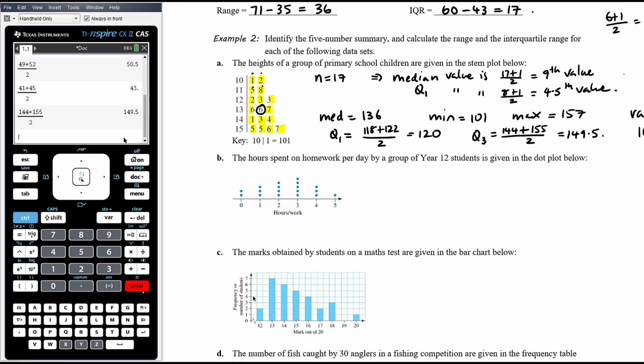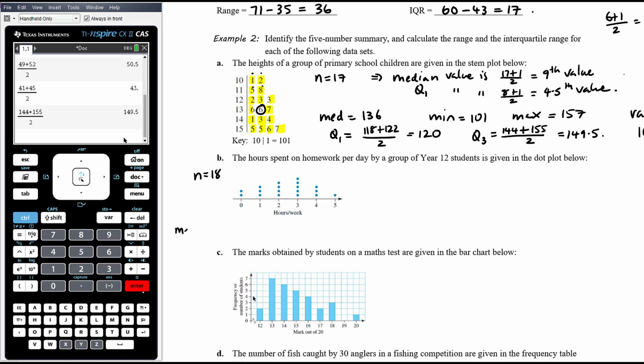Alright, so here we have counting the dots to work out how many bits of data. Again, if we were to list this data out, we've got 2 zeros, 3 ones, 4 twos, 5 threes, etc. Okay, up to 1 5. So thinking about it just as a list of data, it's ordered when it's in a plot, so that's an advantage. You don't need to order it yourself. Counting the dots to see how many bits of data I've got. 1, 2, 3, 4, 5, 6, 7, 8, 9, 10, 11, 12, 13, 14, 15, 16, 17, 18. Okay, so n equals 18 here.